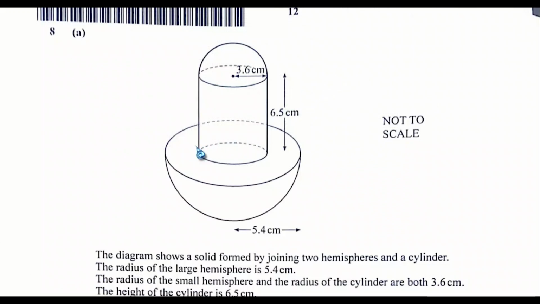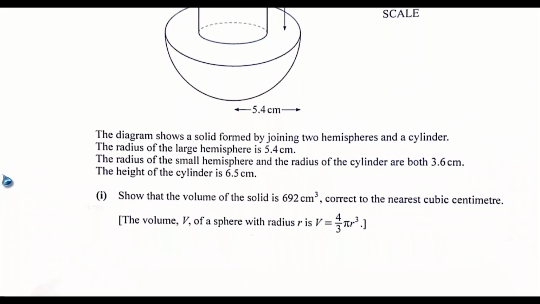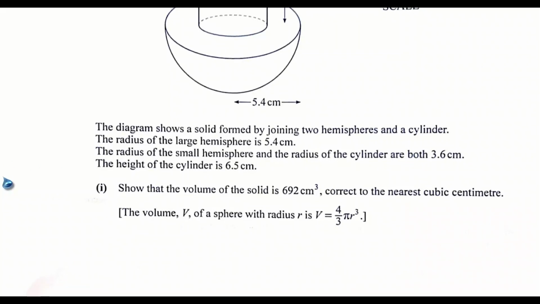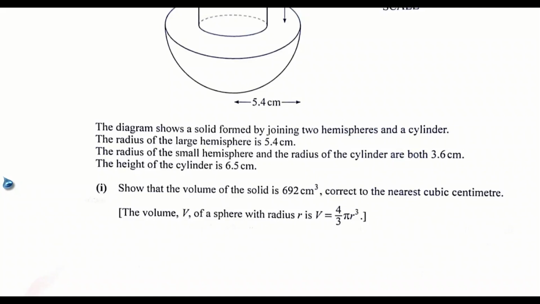Question 8. The diagram shows a solid formed by joining two hemispheres and a cylinder. The radius of the large hemisphere is 5.4 centimeters. The radius of the small hemisphere and the radius of the cylinder are both 3.6 centimeters. The height of the cylinder is 6.5 centimeters. Show that the volume of the solid is 692 cubic centimeters, correct to the nearest cubic centimeter.